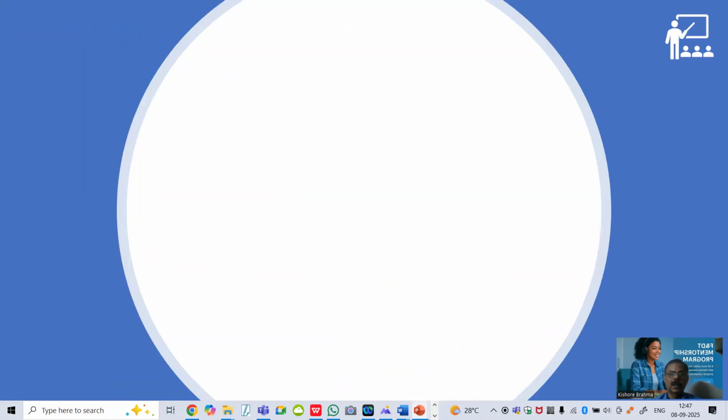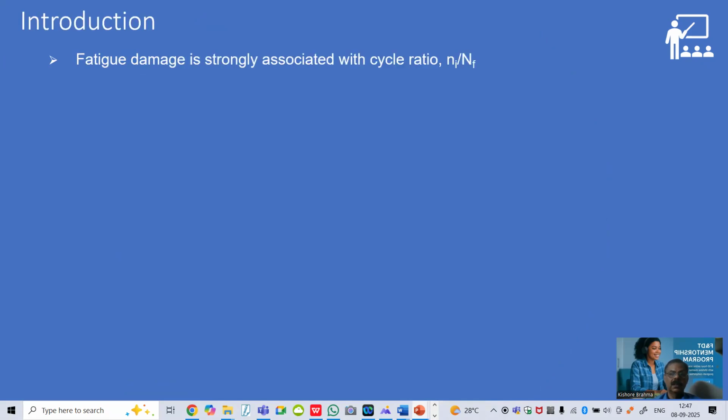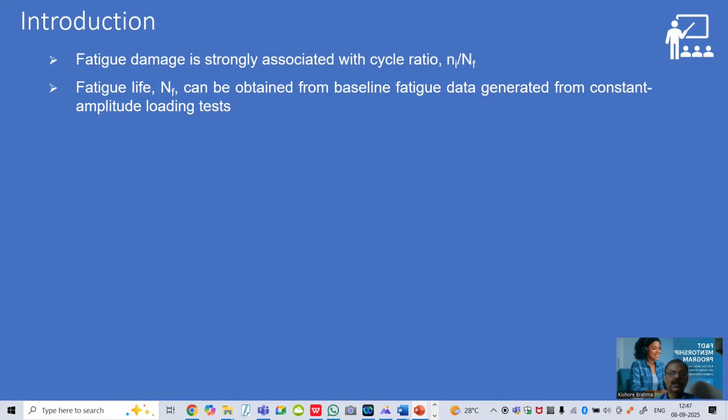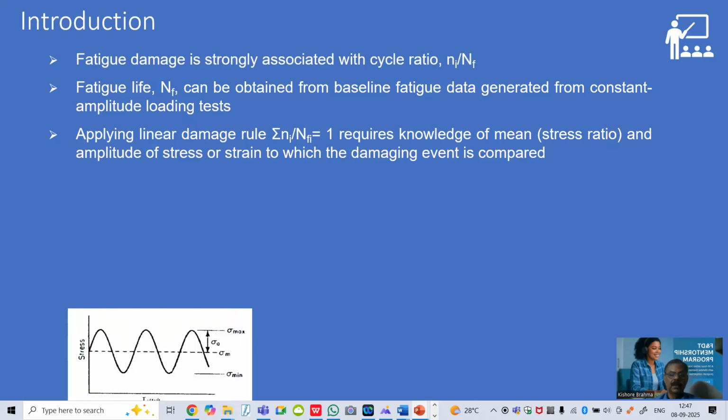Now coming to the cycle counting technique, basically it is associated with the cycle ratio n1 by N. That's what we saw from Miner's rule. And this NF can be obtained from baseline fatigue data generated from constant amplitude loading tests, applying the linear damage rule, where the knowledge of mean stress and amplitude of stress sustained, which is the damaging event, is made available.